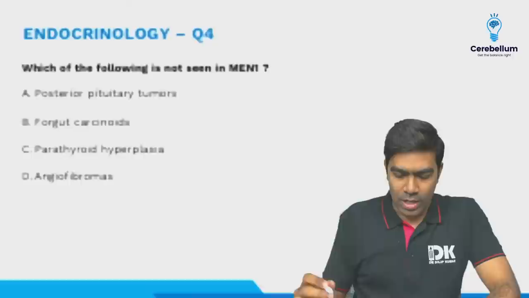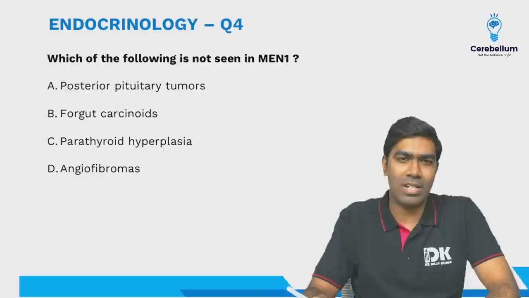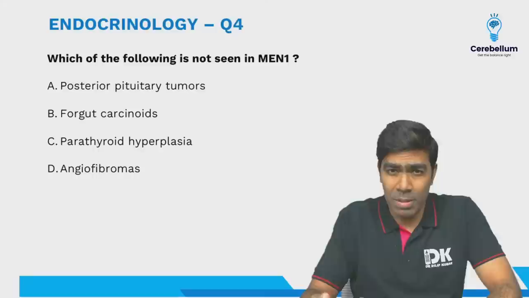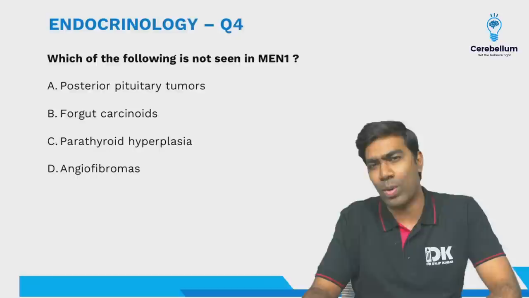Okay. Now coming to question number 4. Many people have been asking why you give steroids in Sheehan's. Usually it's not required. Give steroids in Sheehan's only if you suspect ACTH deficiency. If the patient has low BP or hyponatremia, then in the presence of Sheehan's syndrome, you can give hydrocortisone. Otherwise, it's not required.